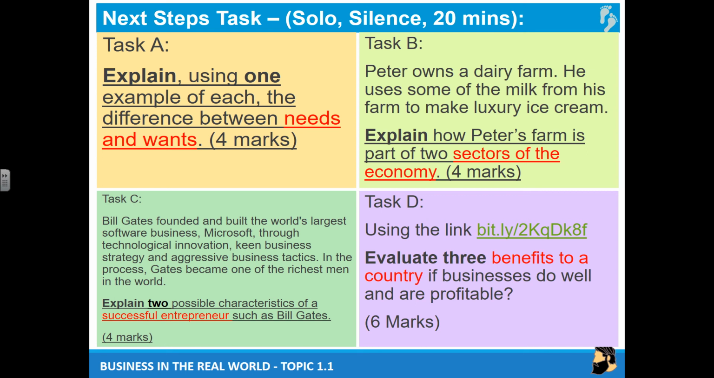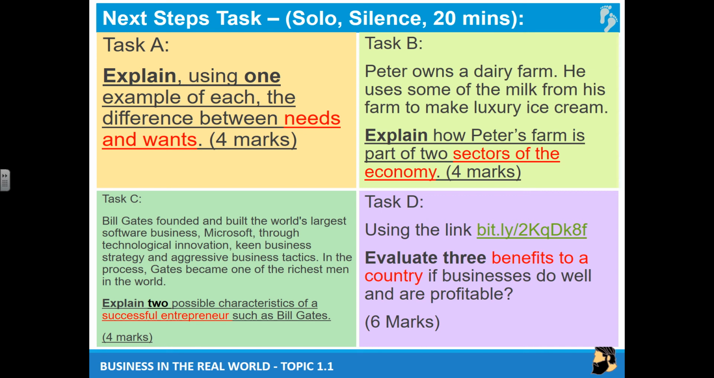Task C. Bill Gates founded and built the world's largest software business, Microsoft, through technological innovation, keen business strategy and aggressive business tactics. In the process, Gates became one of the richest men in the world. Explain 2 possible characteristics of a successful entrepreneur such as Bill Gates. So you're going to pick 2 characteristics that you can see evident in that case study. If you want to do a bit more research, help yourself.